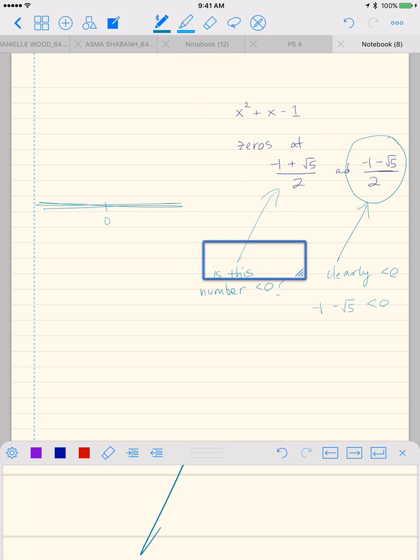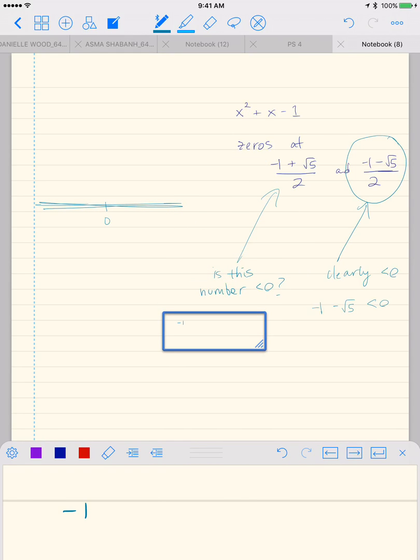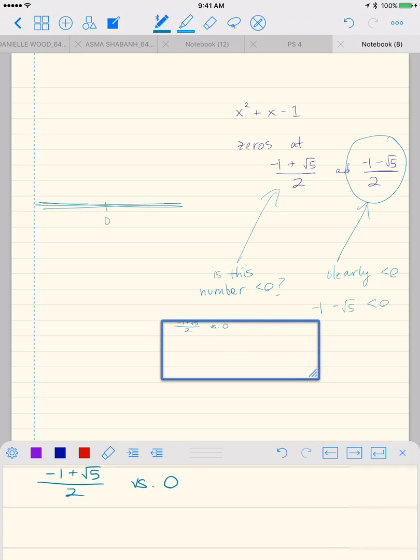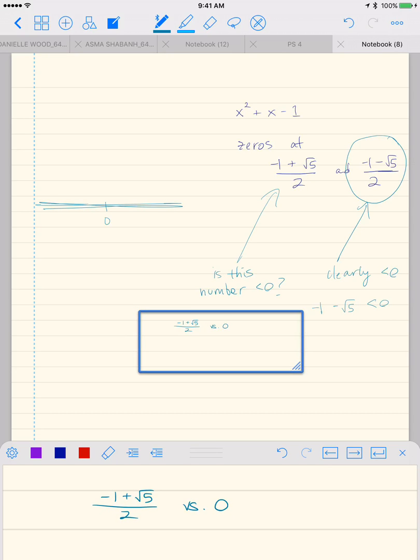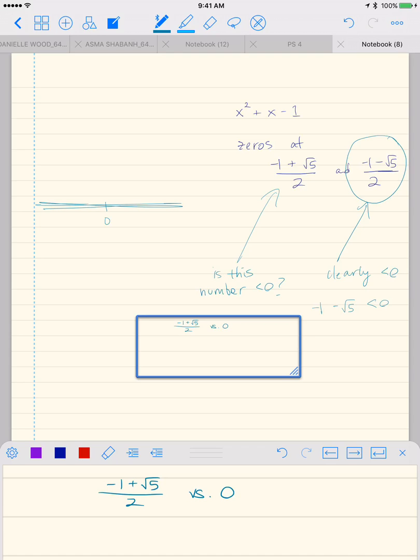And here's how I do it. I'm going to put negative 1 plus square root of 5 over 2 versus 0, and then I'm just going to perform my algebraic steps. Multiply both sides by 2.